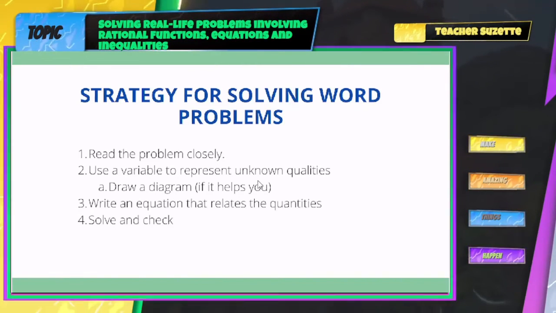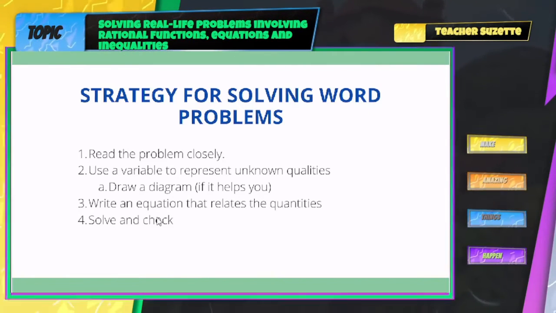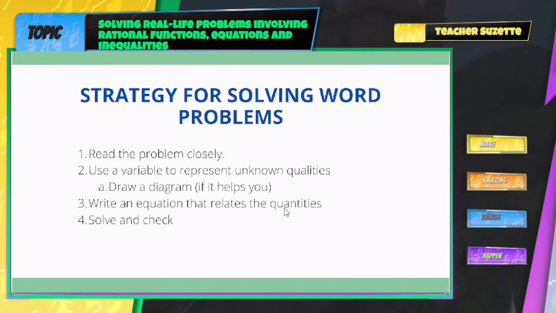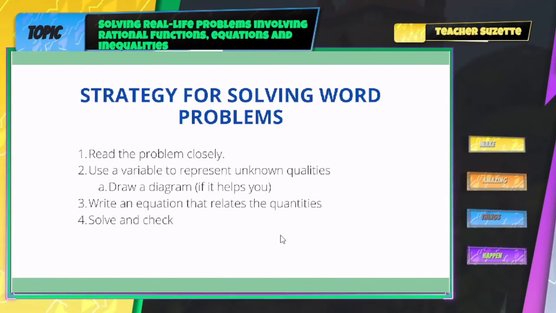Then after that, if you have identified your known and unknown, you have to write now your equation. So, ito ay magbabase sa problem or it describes the relationship between your quantities, yung unknown and known quantities mo. Then, if you have written your equation, you can now solve and check your answer. Always check your answer, especially in an inequality and in any problems that you have. So, that's it po for our solving word problems.